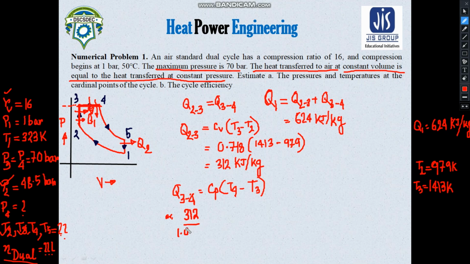It is 1.005. I believe you remember this value as we have encountered it so many times in this module. So it would be equal to T4 minus T3. And what is this T3 here? This T3 is nothing but 1413, right? So 1413. Then how will we calculate this? If you do this rearrangement, you can easily understand that this plus 1413 would be equal to T4.